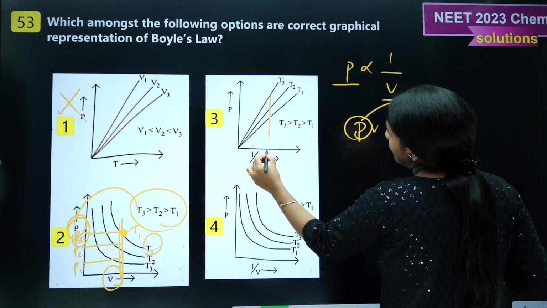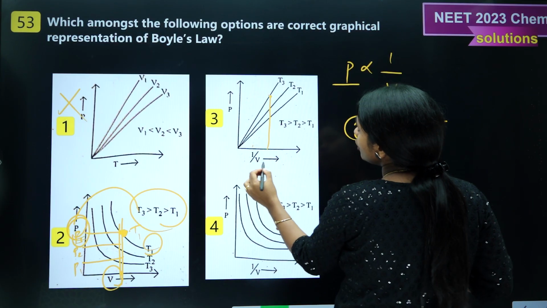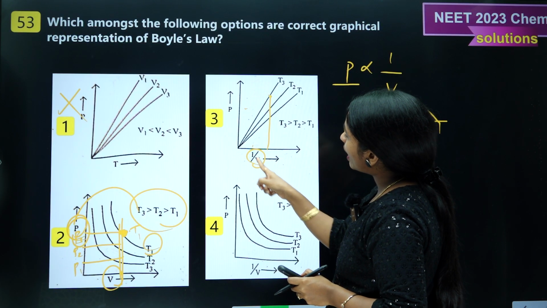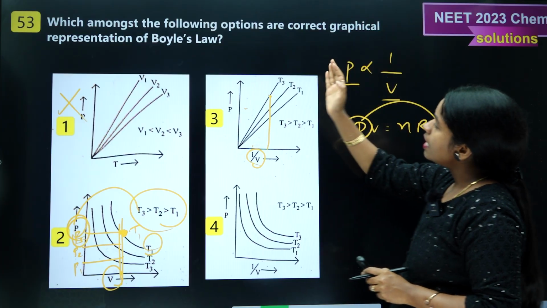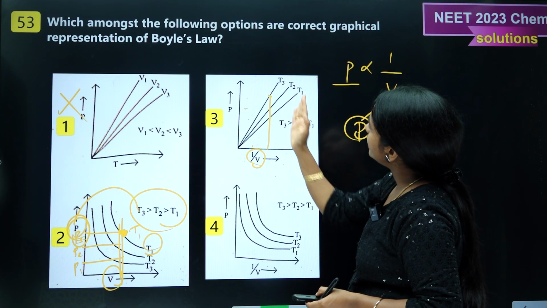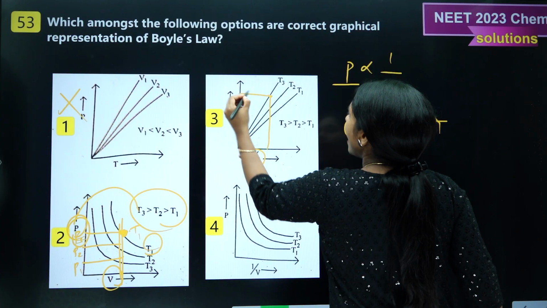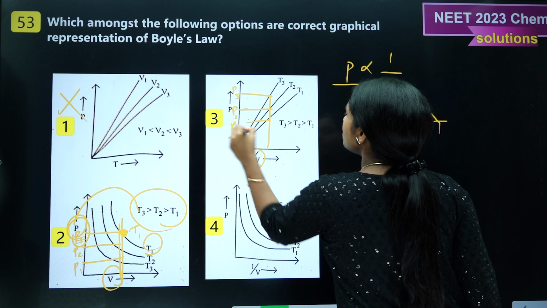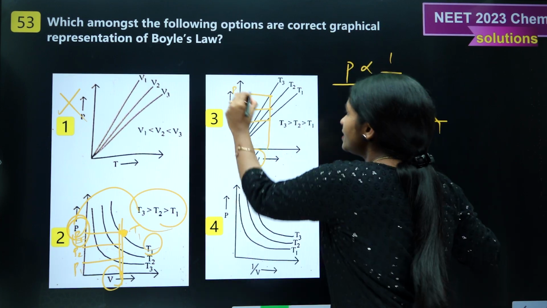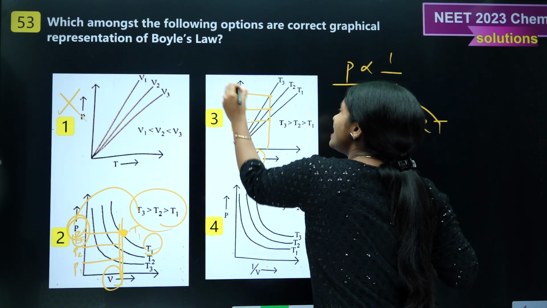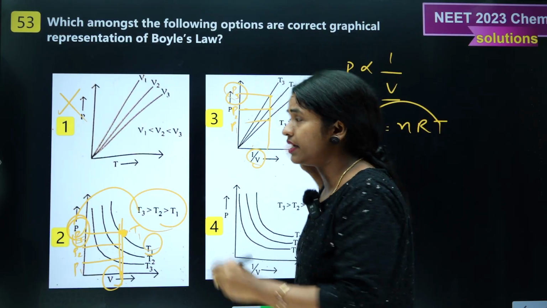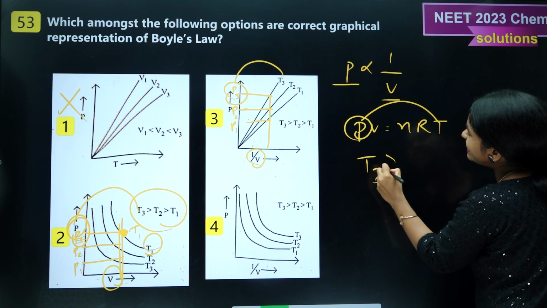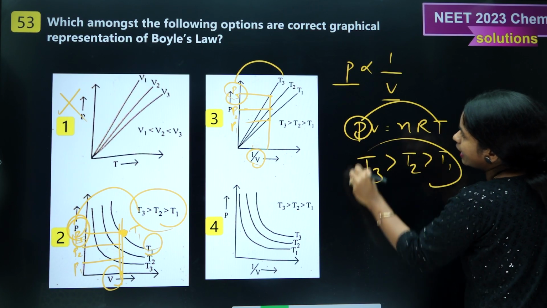See the next one. If you draw one straight line like this, here you are keeping volume constant. See, pressure is inversely proportional to volume, so 1/V is directly proportional. So this graph is correct, and see the relation. If you draw one straight line like this, at this point pressure is P3, at this point P2, at this point P1. P3 is the higher pressure, so the temperature will be higher. Both are directly proportional according to the ideal gas equation. So T3 is greater than T2, greater than T1. This is the correct option.